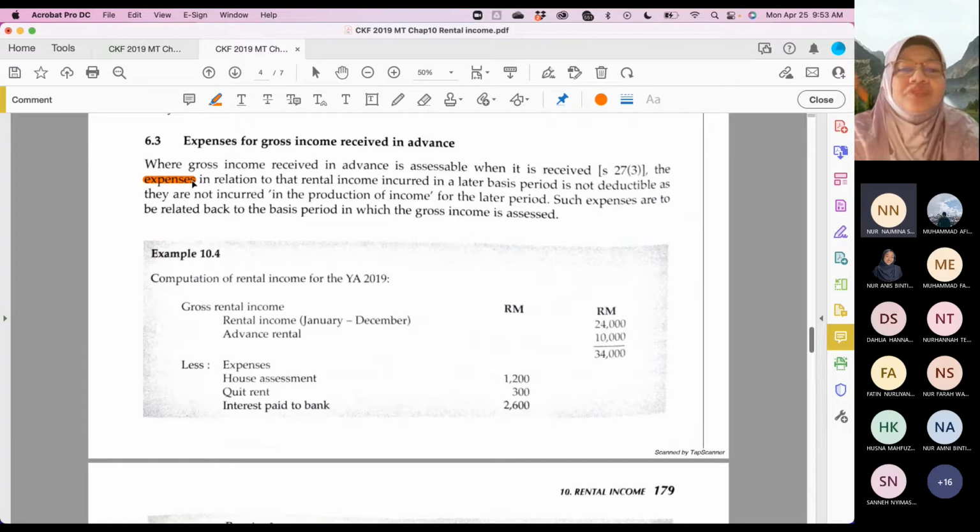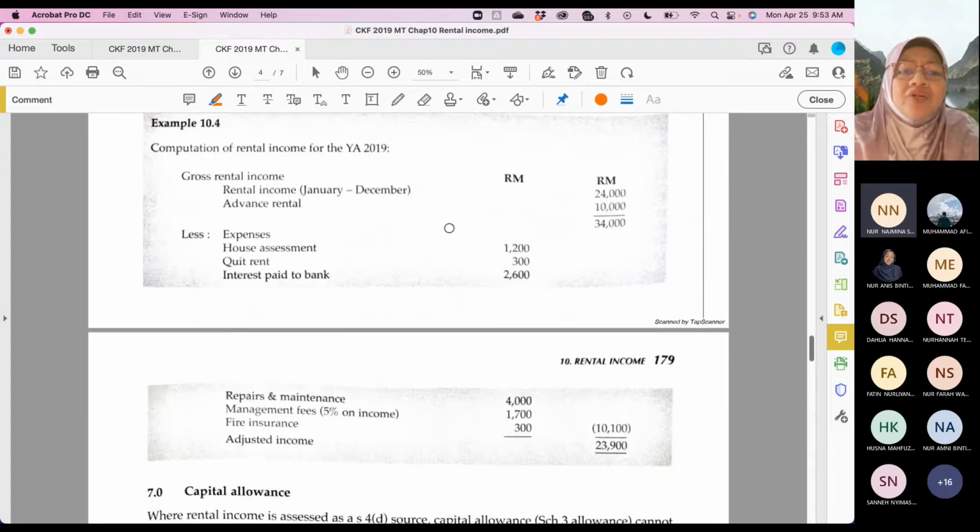The IRB has taken that into account. So expenses in relation to a later basis period are not deductible. Example here, gross rental income from January to December, and then you have advance rental. So all these 34,000 will be taxed in the year of receipt.